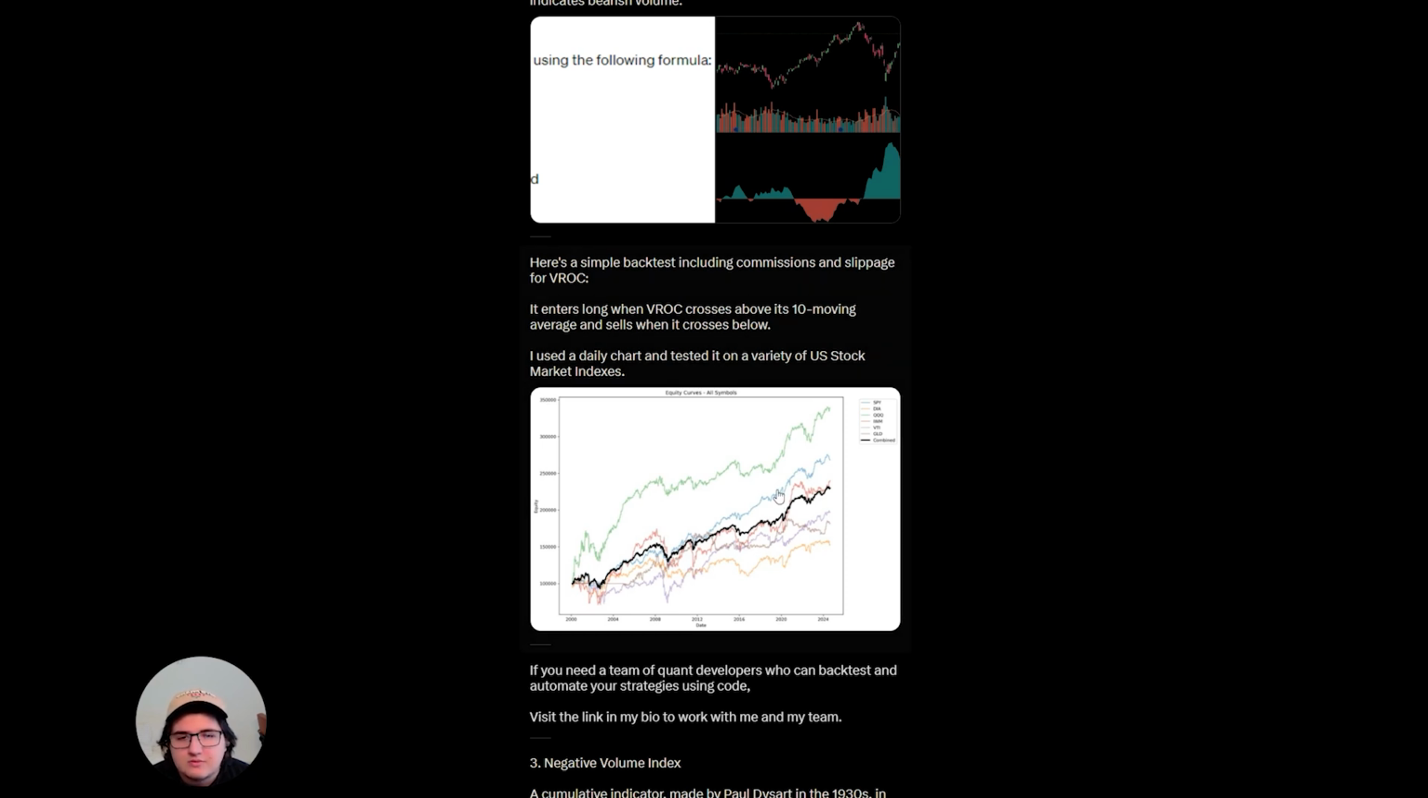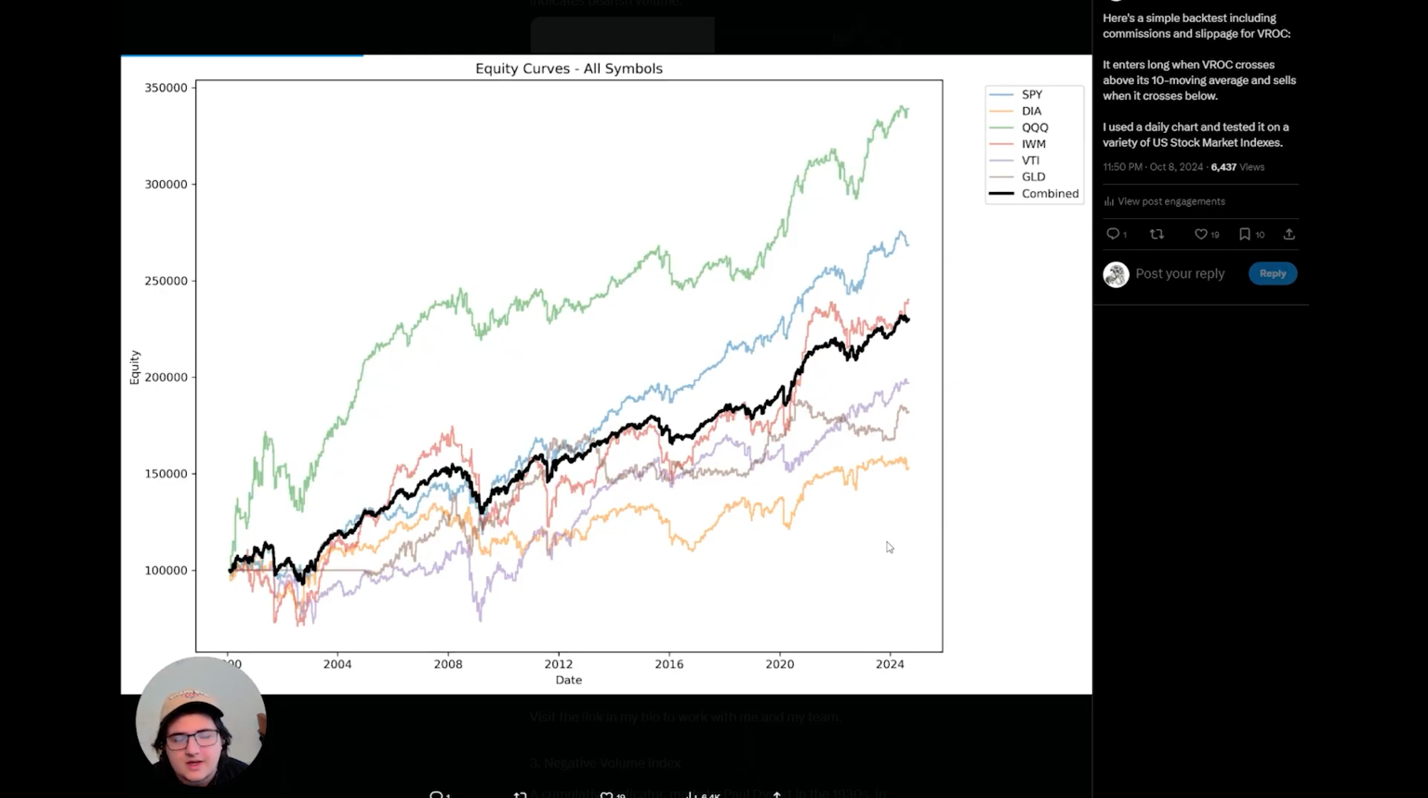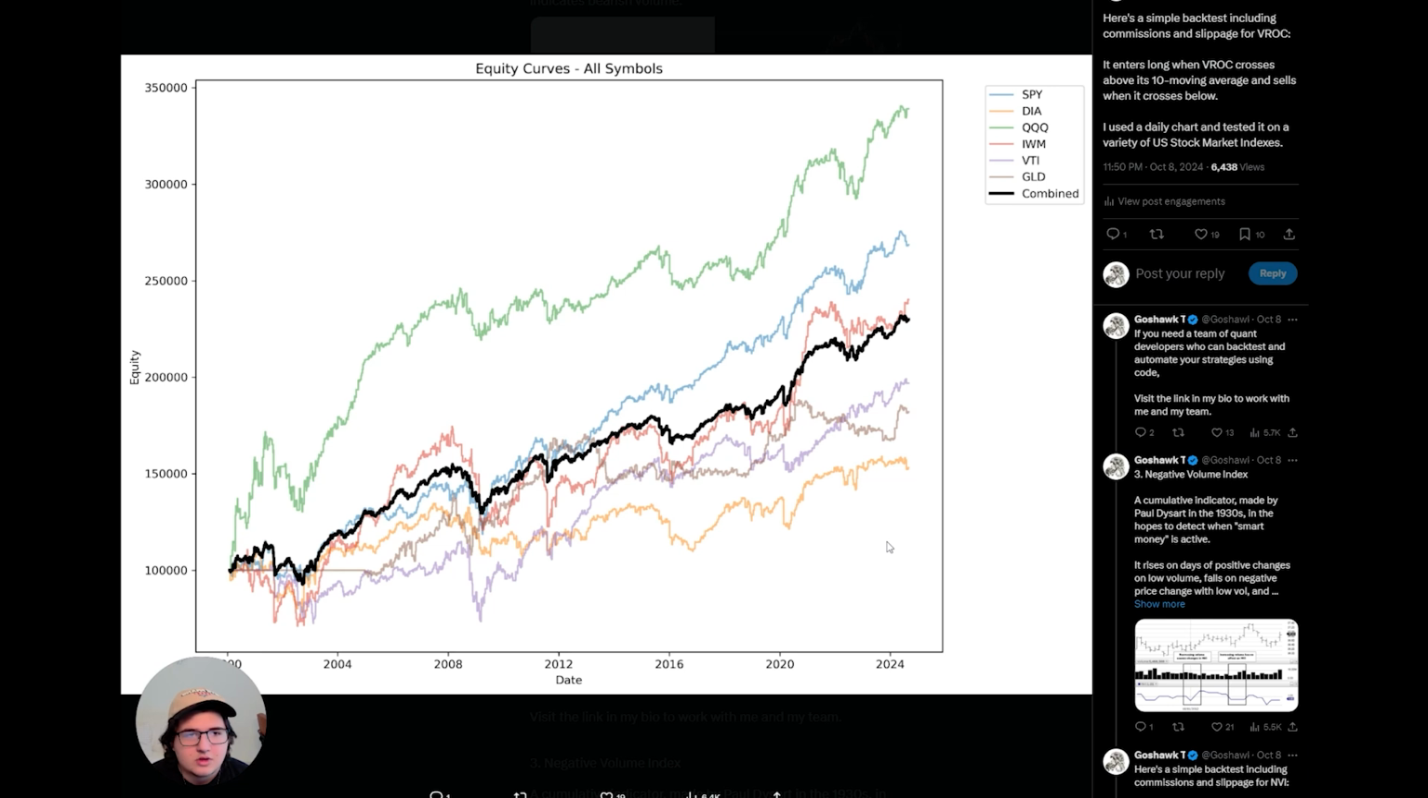It enters when the volume rate of change crosses above its 10 moving average and sells when it crosses below. I used the daily chart and tested it on a variety of US stock market indexes. Now, you may be wondering, why did I test it over market indexes? It's mainly to avoid survivorship bias. And also, this was really easy for anyone to implement because here I just used the Yahoo Finance data for these markets. And you can get daily chart historical data for all of these indexes for at least like 20 years. You can replicate these results just using Python and Yahoo Finance.